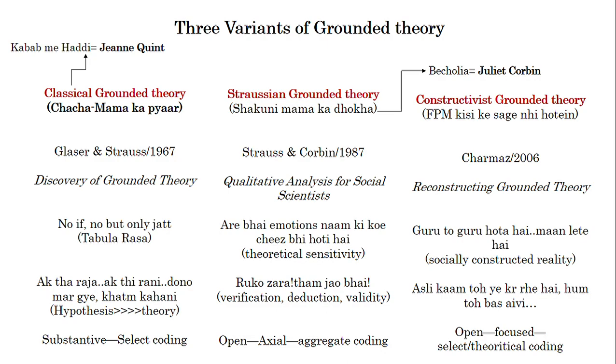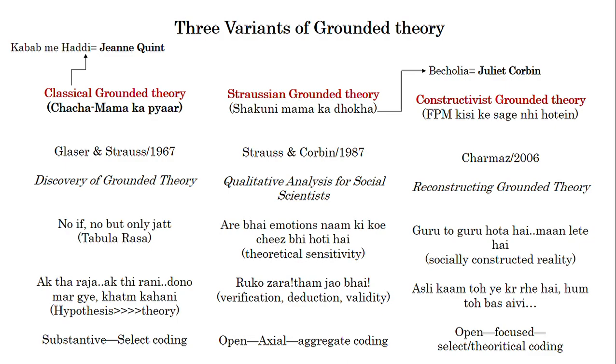So the first is classical grounded theory. The second one is Straussian grounded theory, and the third one is constructivist grounded theory. Now, what is classical grounded theory? Let me give you a brief idea about what it suggests and how it is different from Straussian and constructivist grounded theory.